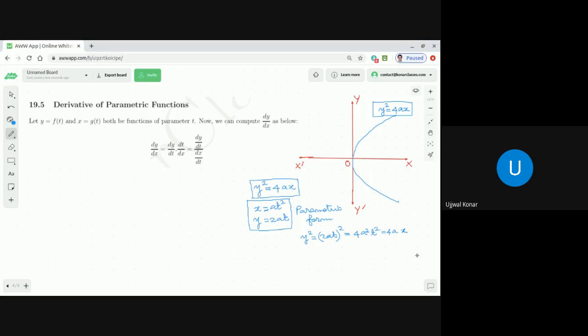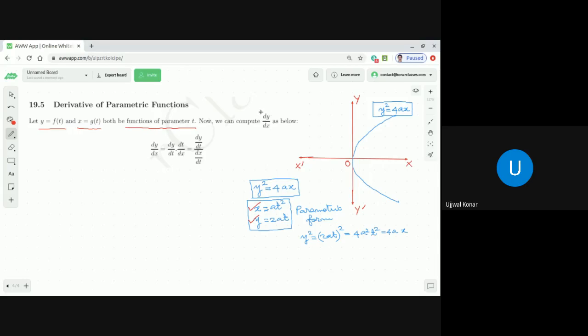Sometimes you will find, especially in coordinate geometry, that an equation is given to you in the form of a parametric form. Then how to differentiate? So here it is. Now let's come to a little bit of theory. Then again we will go back to the practical example. Y equal to f(t) and x equal to g(t). Here also you see x is a function of t and y is another function of t. Suppose y equal to 2at is a function of t, f(t), and x equal to at square is also a function of t, g(t). Then both are functions of the parameter t.